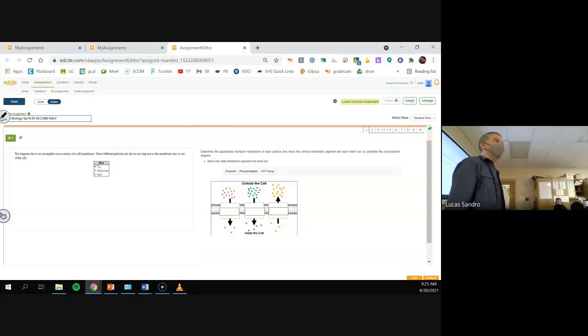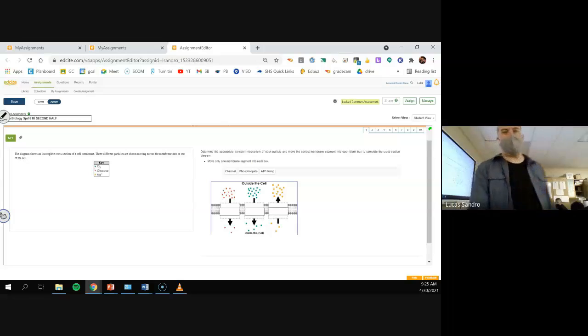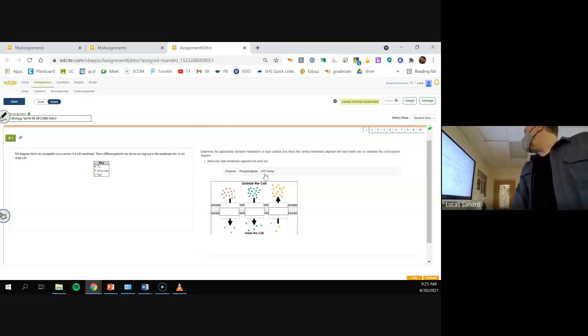A pump. Yeah, the sodium potassium pump. Active transport is the only thing that can make stuff go from low to high concentration. So that has to go there.